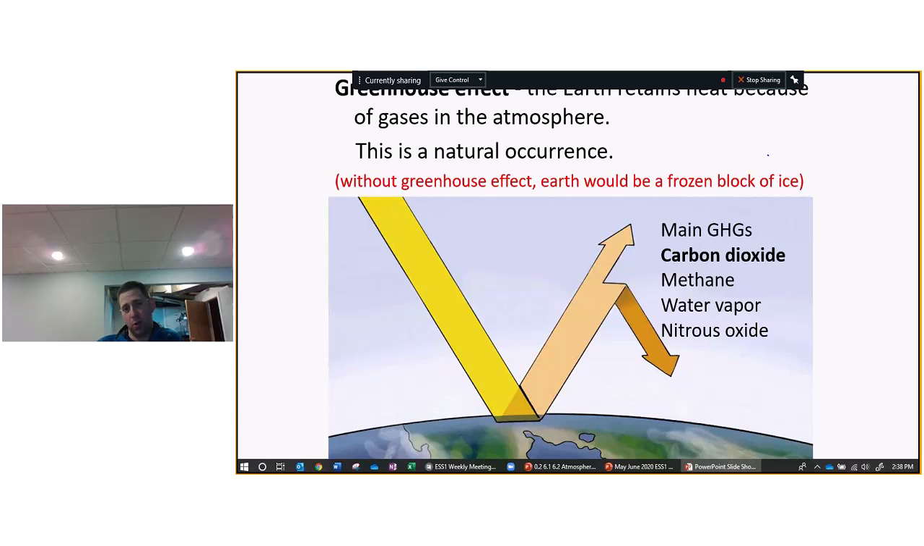In fact, it's a good thing. Without the greenhouse effect, we would not be here. The Earth would be way too cold because there wouldn't be any heat being trapped here. We'd be a block of ice. So the greenhouse effect's a good thing.